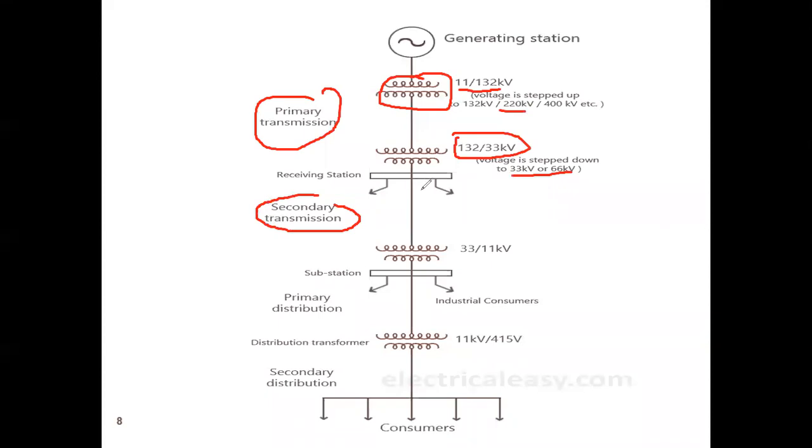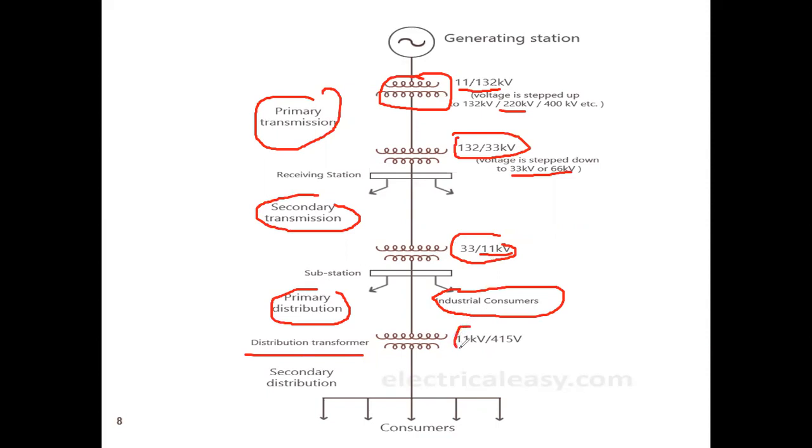Then after, again we step down the supply from 33 kV to 11 kV. This supply is called the primary distribution, and this 11 kV supply is transmitted to the industrial consumers. Then again we place the distribution substation.